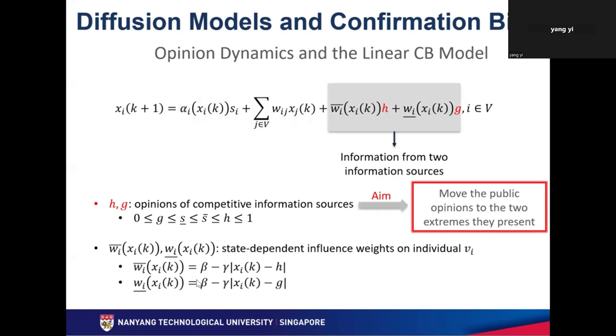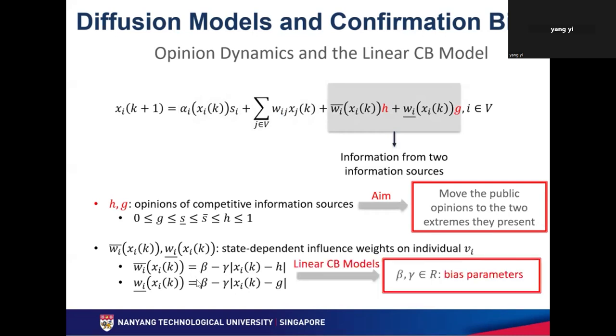And these two functions are the linear confirmation bias model, and the beta and gamma here are the bias parameters. The beta here is a constant value, and the gamma here is the most important parameter for the modeling. If you set the gamma equal to zero, it means that the information source has a certain impact on the user's opinion at the next step. But if we set the gamma not equal to zero, it means that the existence of the confirmation bias will reduce the influence that the information source has on the opinions of the user.